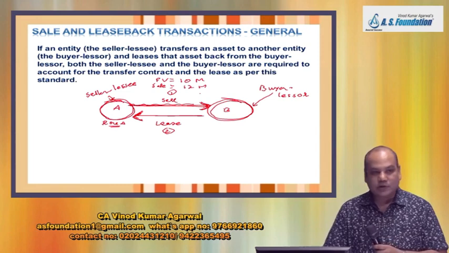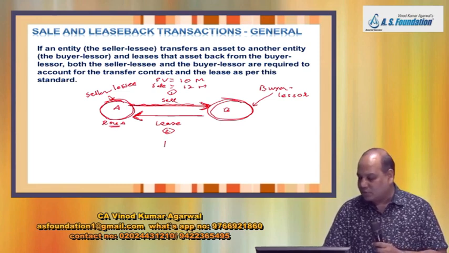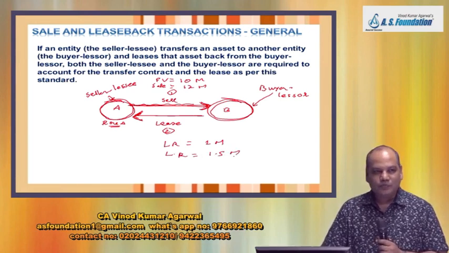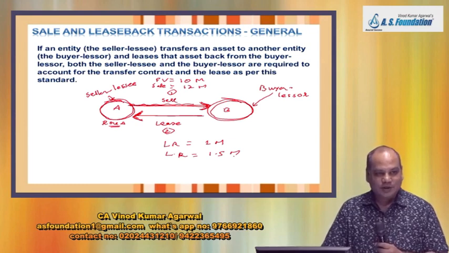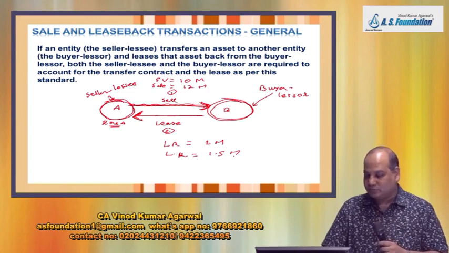So normally in such transactions, what happens? If the normal lease rental will be 1 million, in this example, the lease rental will be say 1.5 million. So indirectly you are compensating the other party. He paid you something more today. You paid him back in the form of higher lease rental.